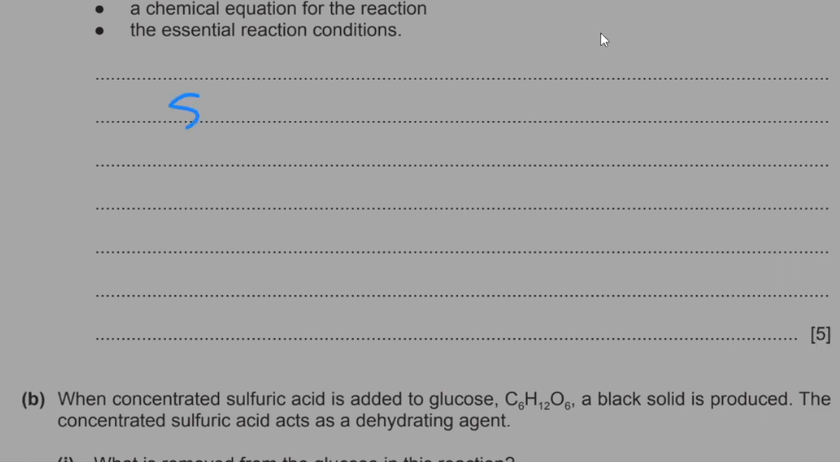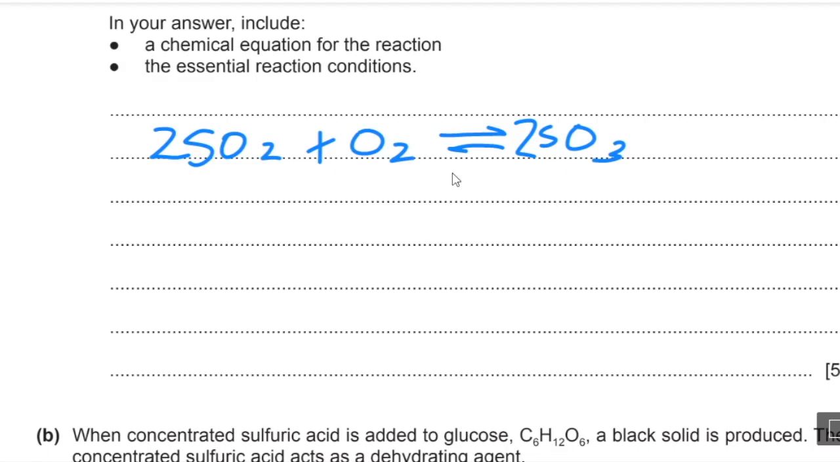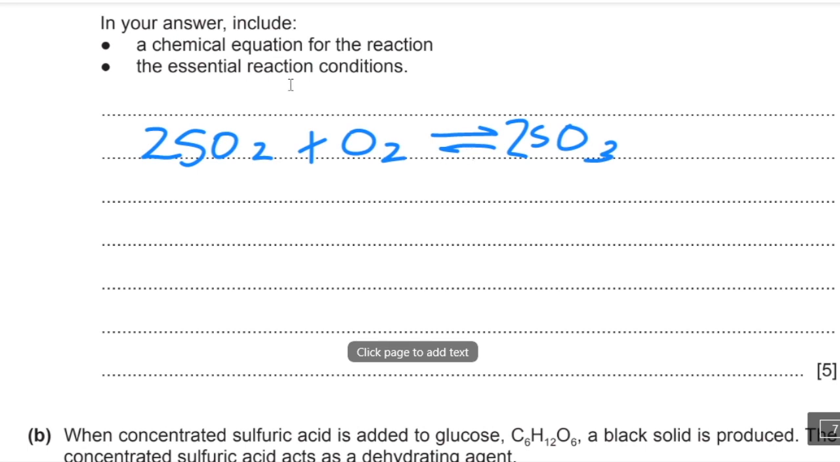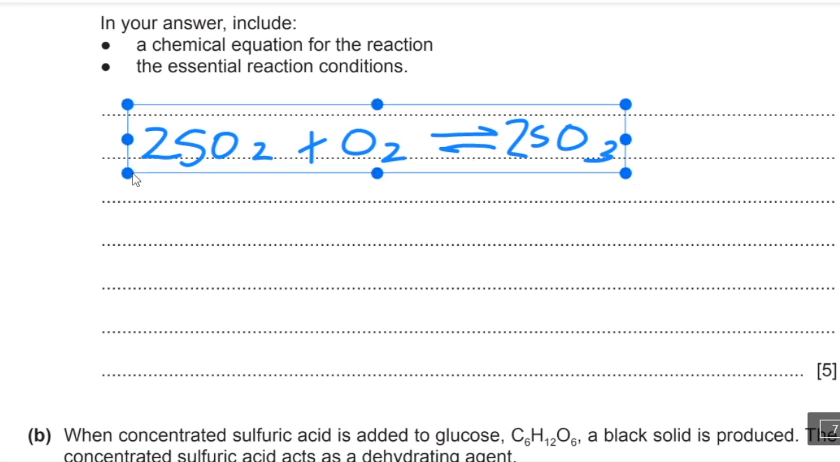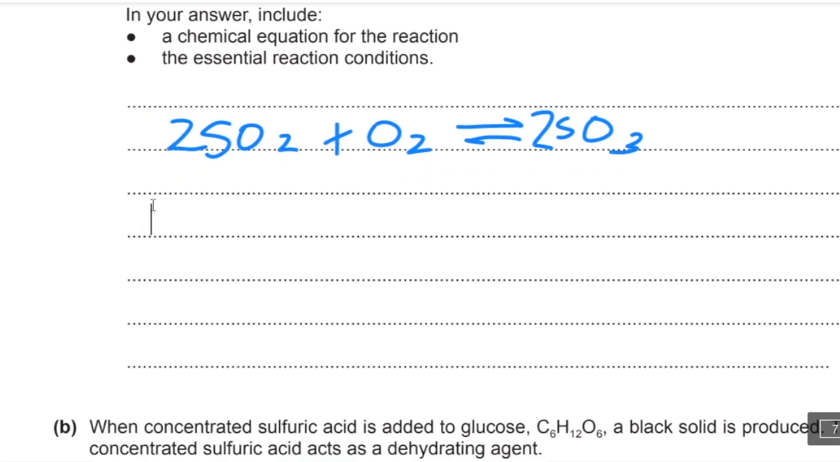So you have sulfur dioxide reacting with oxygen to give sulfur trioxide, and since this is a reversible reaction, I'll put in the reversible sign. In this form, sulfur trioxide, and then you need to balance out this equation. So this equation gives you 2 marks, one for the balanced equation and one for the reversible reaction mark. And then you need to write out all of the essential conditions.